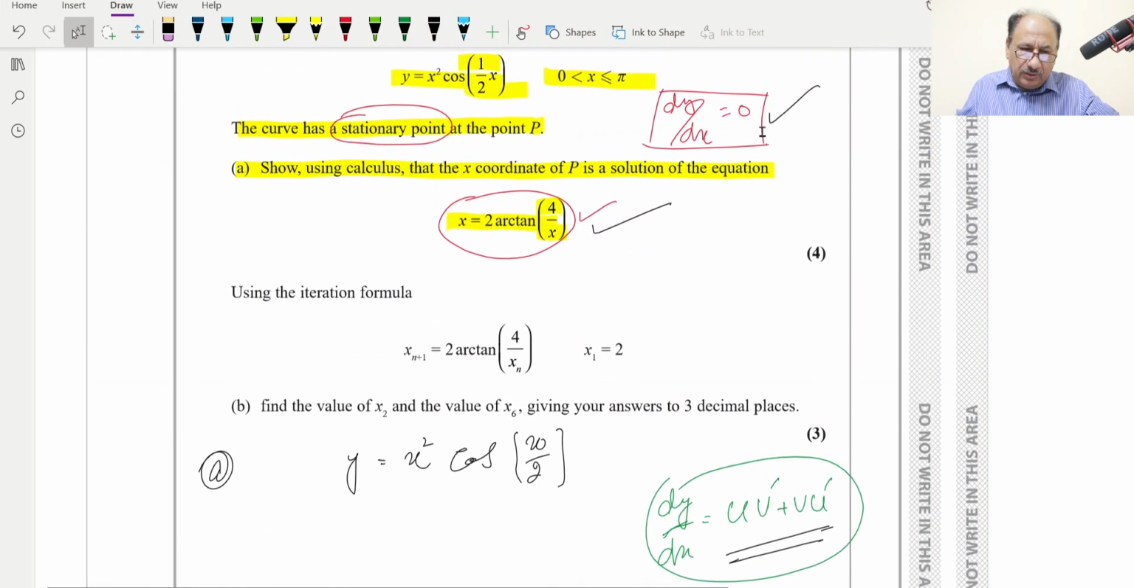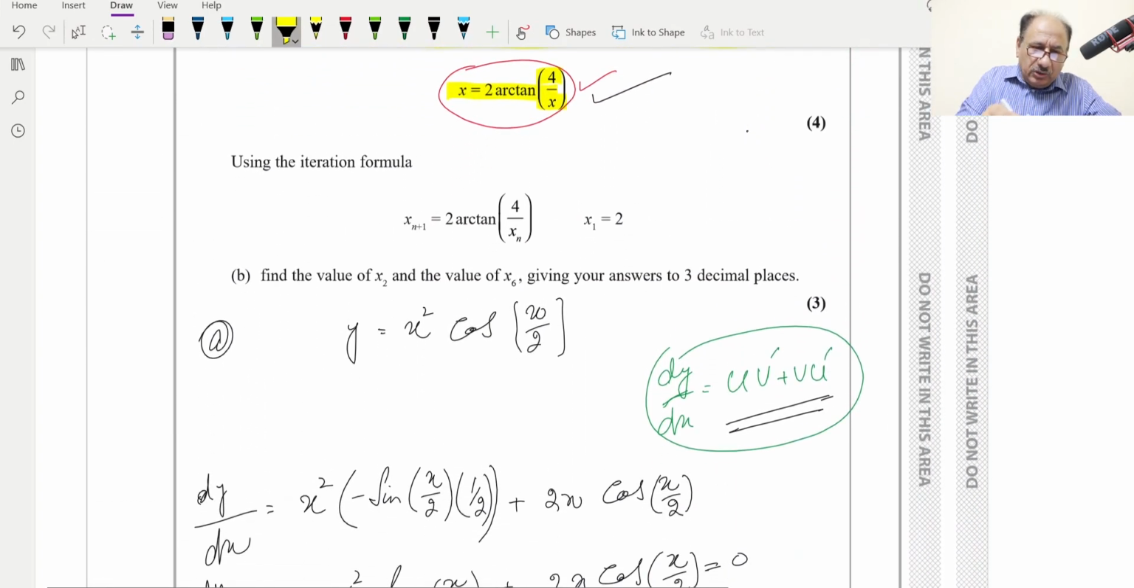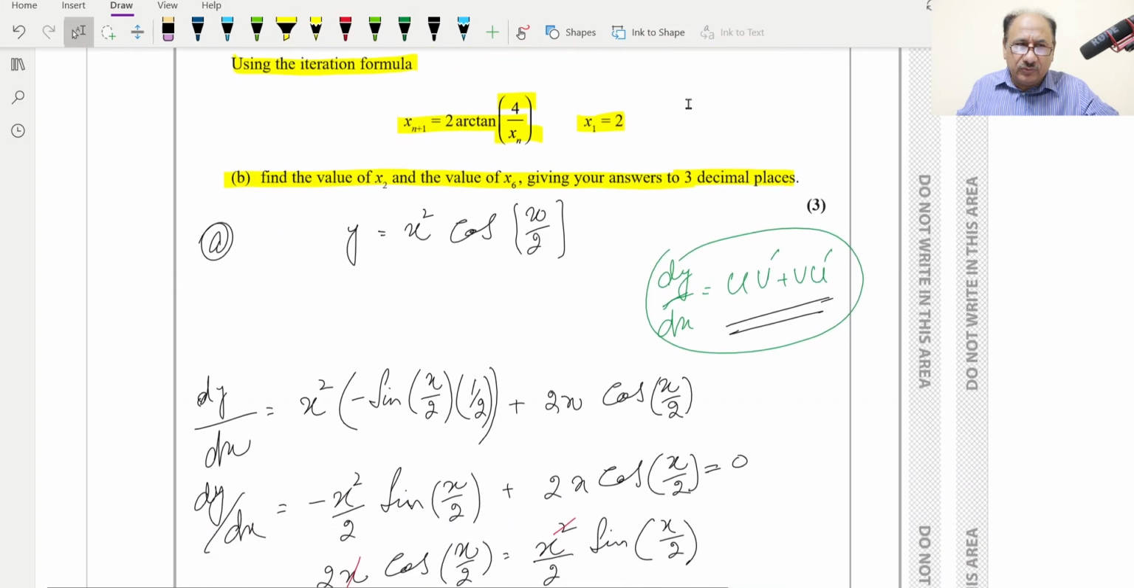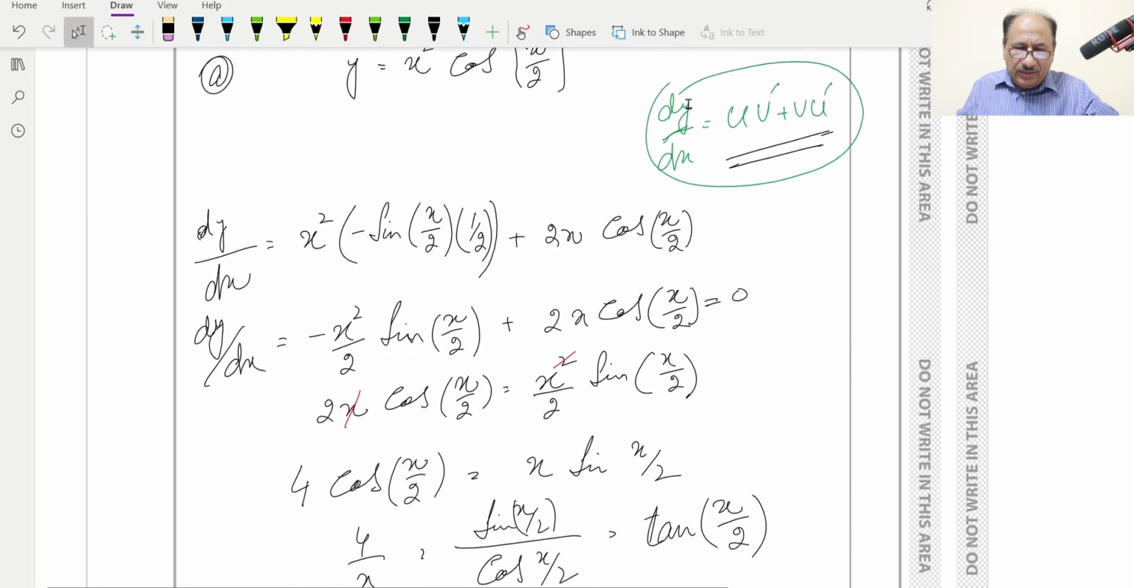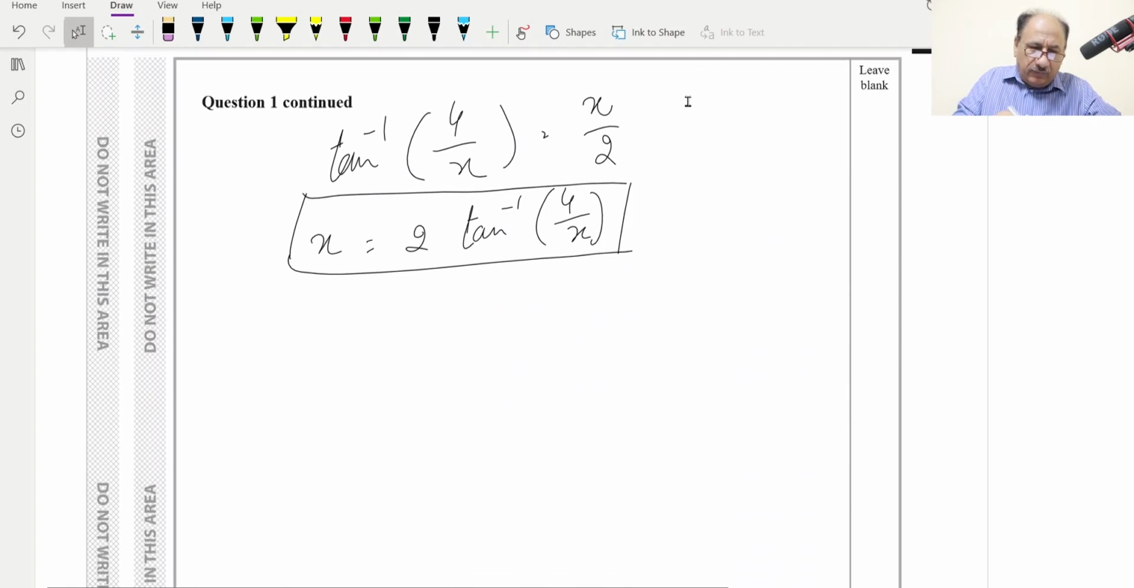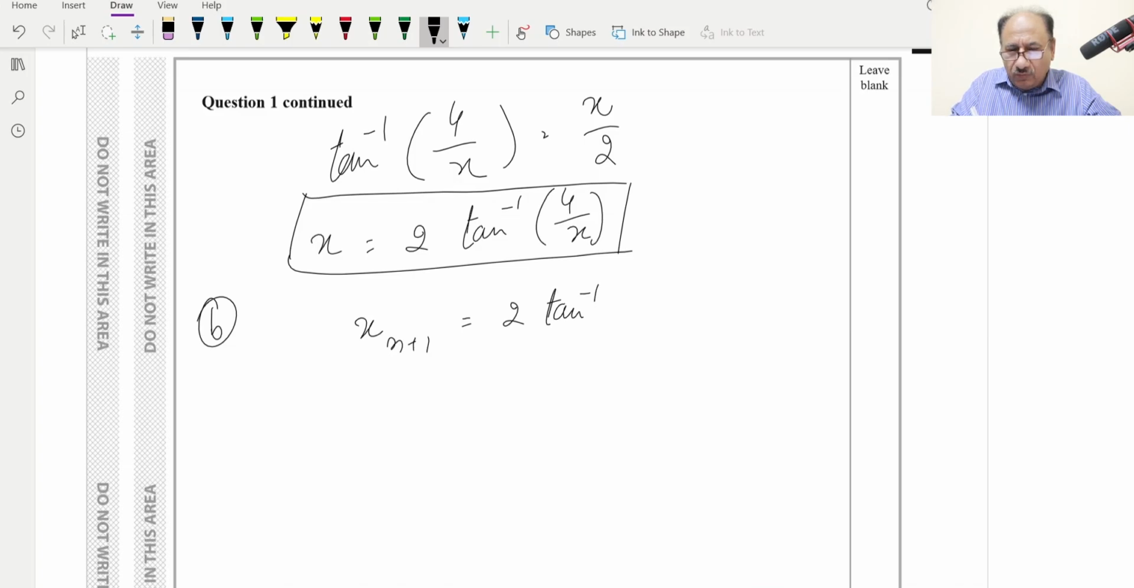Now we can move to B part, and B part says using the iteration formula, this one, x1 is equal to 2, find the value of x2 and the value of x6, giving your answer to 3 decimal places. So iteration formula we have to use. Now the given formula we will write over here: for B part, we can write x n plus 1 is equal to 2 arc tan or tan inverse of 4 over x n.